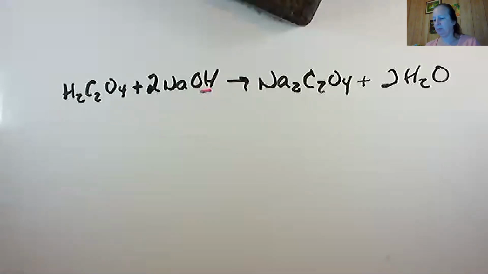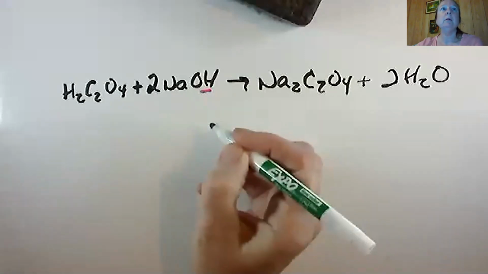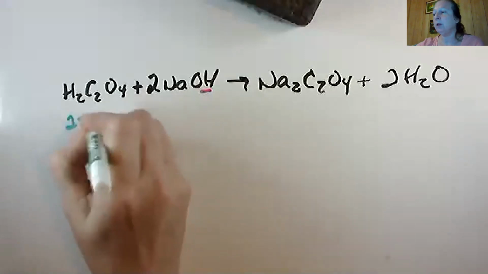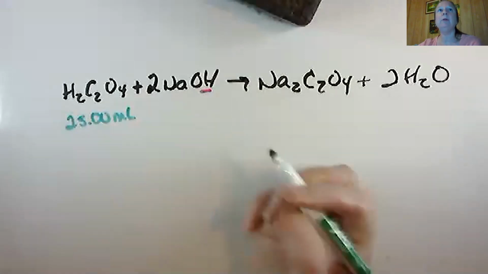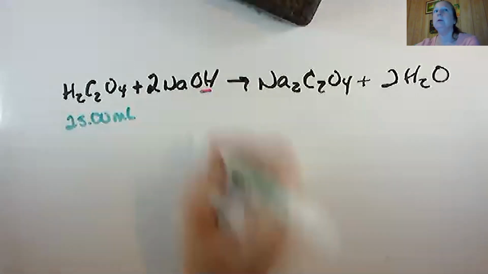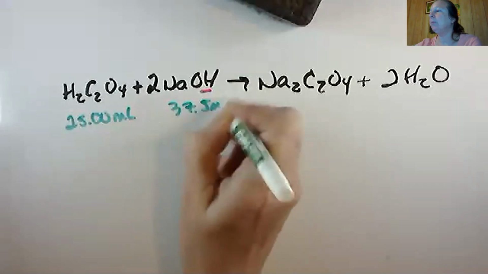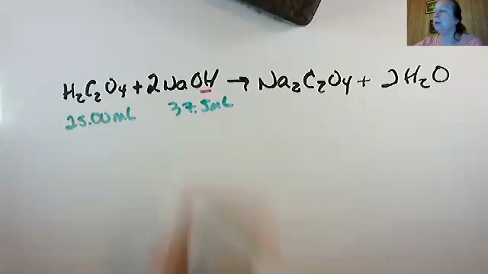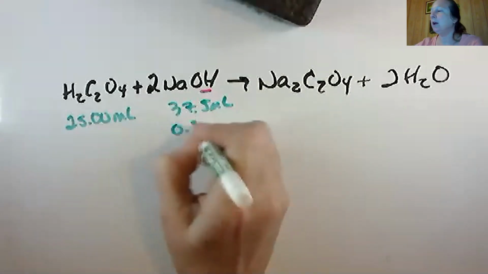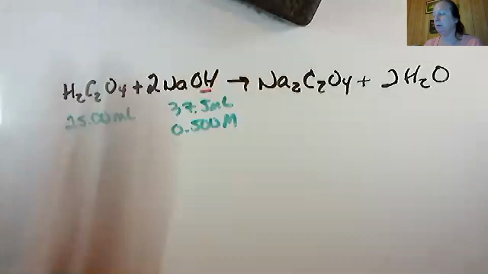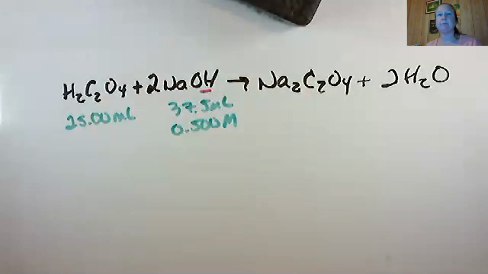Let's see, our data. Our acid is 25.0. You have to know that as well. How much did you use? I neutralized it with 37.5 mL of 0.500 molar base. So I write my numbers underneath the formula of each. So we're looking for the concentration.